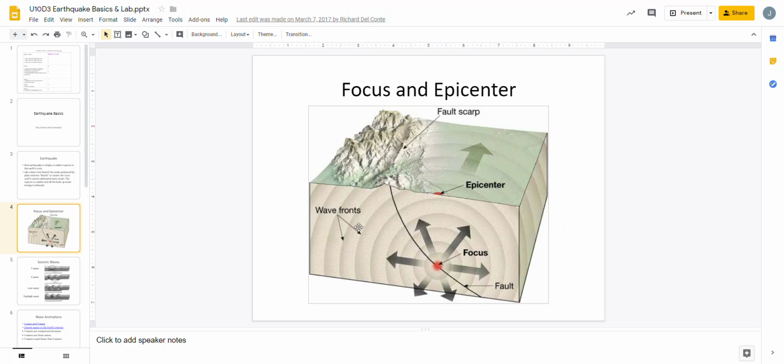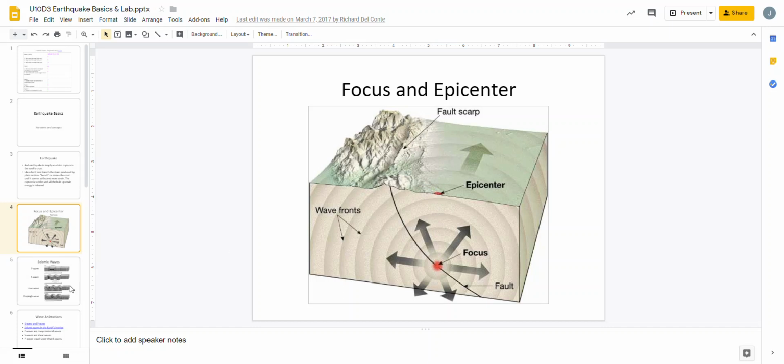The most important anatomical features of an earthquake are the focus and the epicenter. The focus is a place inside the earth where the earthquake actually happened. That could be hundreds of meters down, or it could be hundreds of miles down. And the epicenter is the point directly above it. So you cannot stand at a focus, but you can stand directly above it on the epicenter.